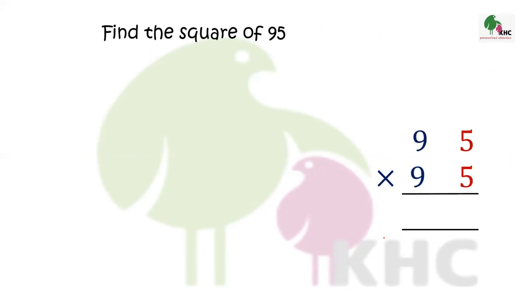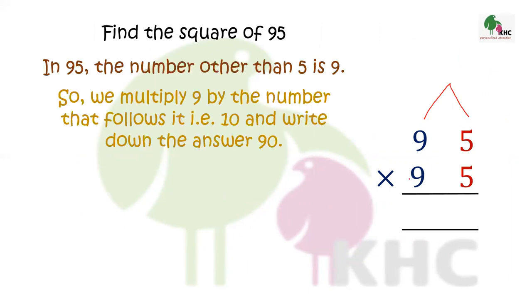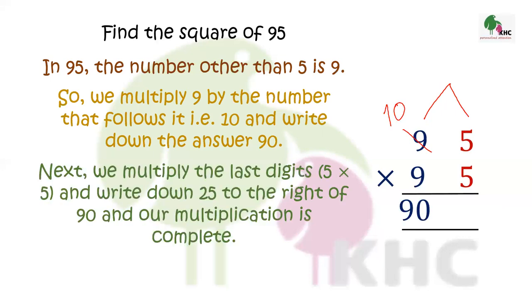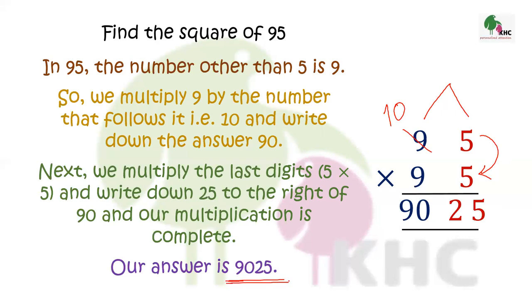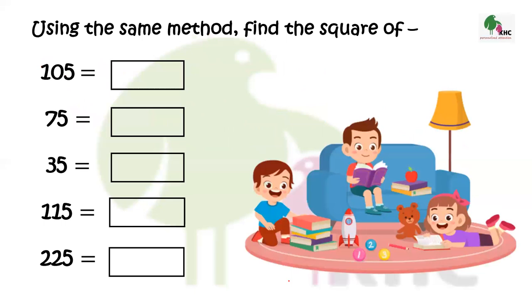Similarly, to find the square of 95, there are two digits, 9 and 5. After 9 comes 10. So we multiply 9 with 10. The answer is 90. On the right-hand side, we have 5 times 5, which is equal to 25. You write it as the right-hand side of your answer. Therefore, the square of 95 is 9025. It is so simple, yes?